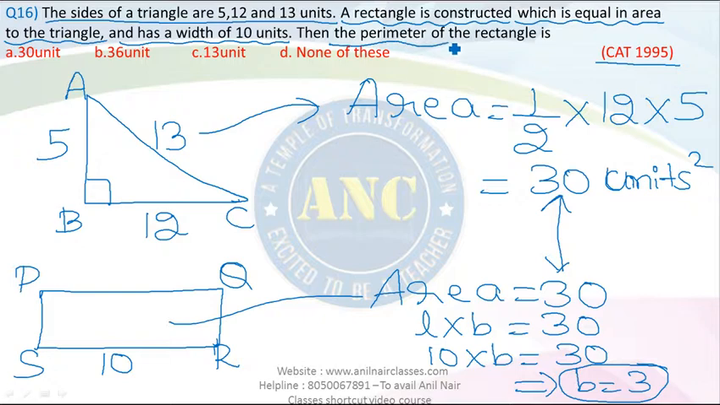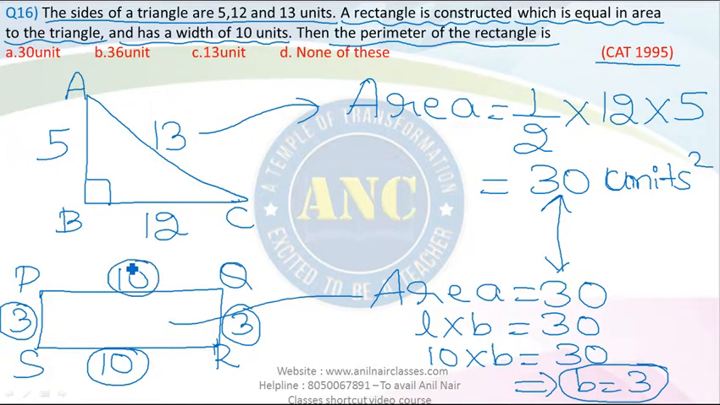What is the perimeter of the rectangle? If this is 10, the other side is 3. Similarly, this side is 3. This PQ will be 10. Perimeter is 10 plus 10, 20, 20 plus 3, 23, 23 plus 3, 26.